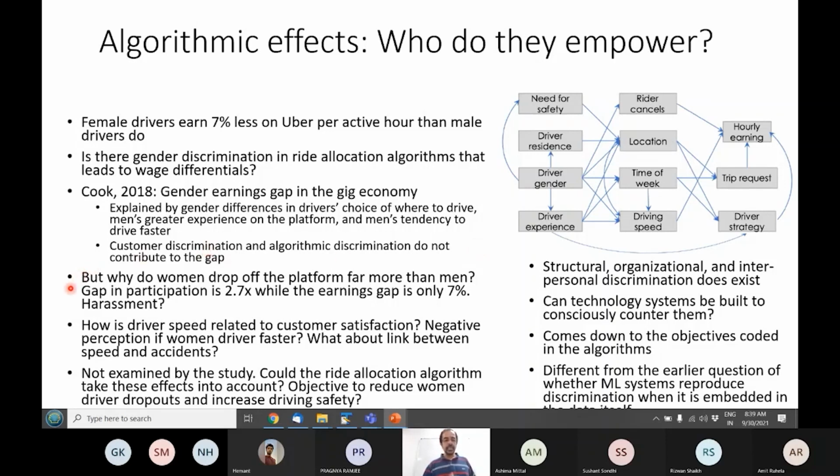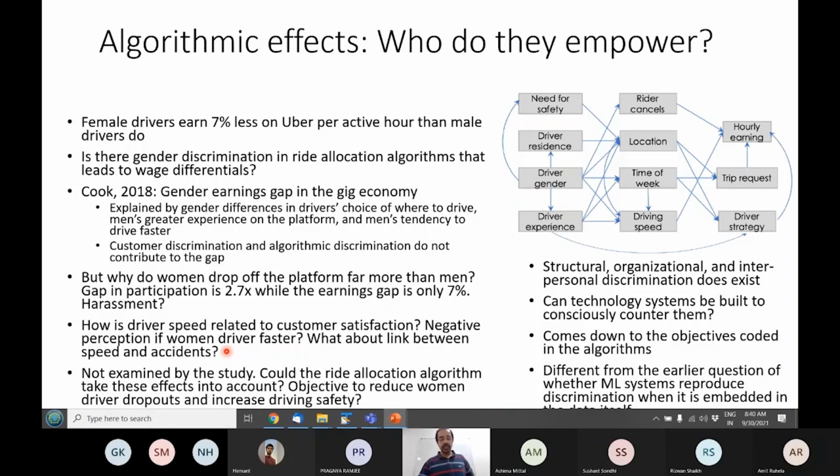But then critical questions are raised: women actually drop off the platform far more than men. This point wasn't questioned by the paper, that women have a 2.7x rate of dropping off compared to men drivers, and that indicates there might be harassment happening in this whole process, which is why women drop out from these jobs. Or there was a relationship discovered that driver speed is related to customer satisfaction. This again could have an influence: if women drive faster, it could be perceived negatively. And there was no link studied between speed and accidents.